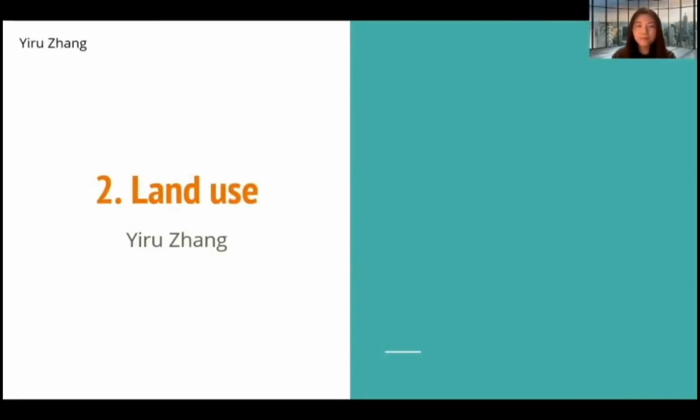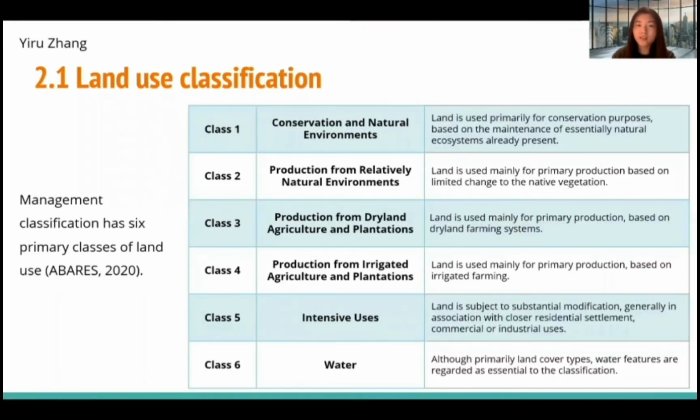I'm Yilu. Before I talk about the land use for solar construction, I'd like to explain the land use management classification in Australia. This classification is divided into 6 classes. Like the table shows, different classes correspond to different land use proposals.